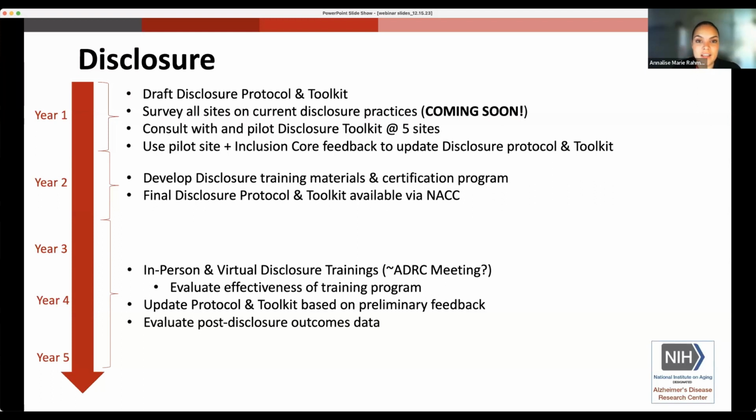And for sites that are interested in the disclosure science aspects of things, we will also be measuring outcomes following disclosure.